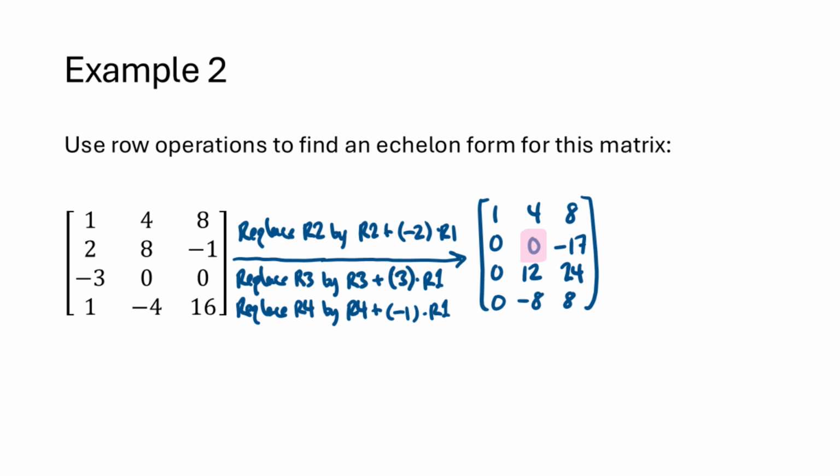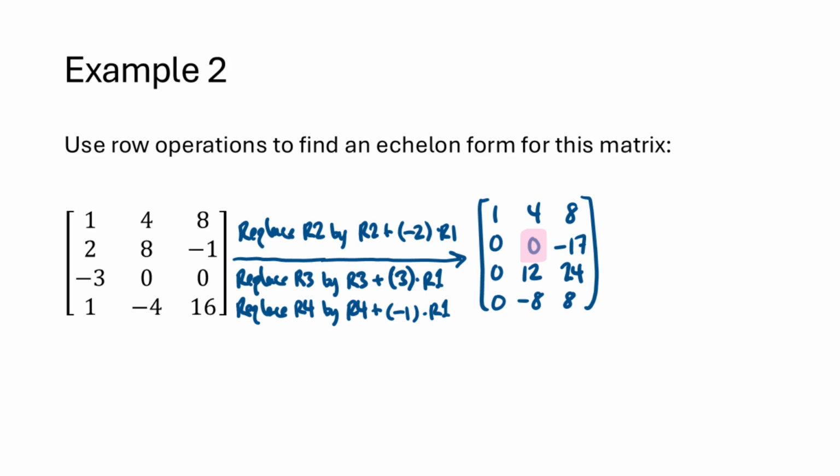Currently it's a 0, so currently it's not a leading entry, but we can do a swap to get it to be a leading entry. Which row do we want to swap row 2 with? Well, we don't want to swap it with row 1 because that would ruin the work that we did on column 1. So the only options are to swap row 2 with row 3 or to swap it with row 4.